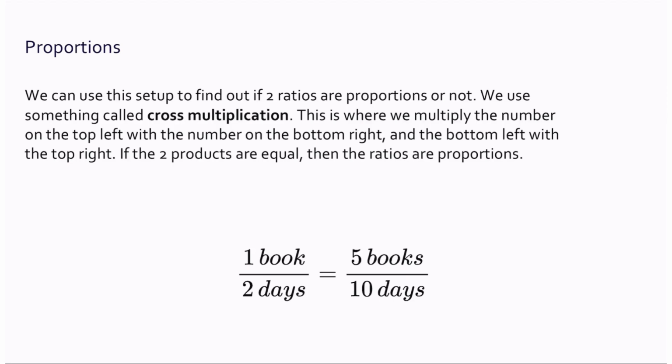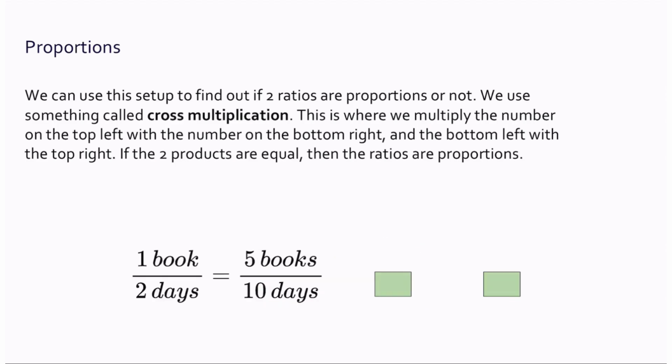We use something called cross multiplication. So that's where we take this top number here and we're going to multiply by this bottom number over here. So we kind of make like this X, where we do like this. So for example, we're going to take 1 book times 10 days. So 1 times 10 is 10. And then 2 days times 5 books. 2 times 5 is 10. And we come up with 10 and 10, which means that these two ratios are proportionate.